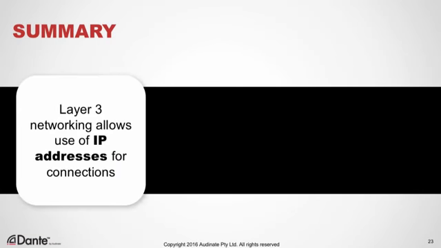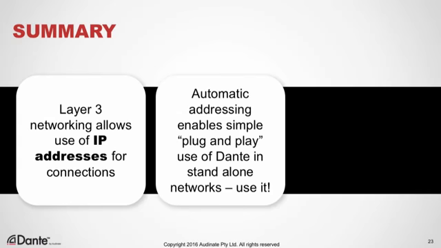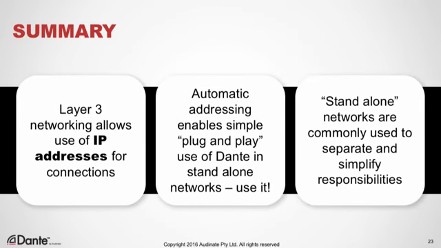Let's summarize some of what we learned here. Layer 3 is what enables the use of IP addresses in networking. And automatic addressing ensures true plug-and-play use of Dante in standalone networks by ensuring that all the IP addresses are indeed part of a functioning LAN. Standalone networks are useful for keeping AV responsibilities separate from others, but they're not necessary from a purely technical perspective.